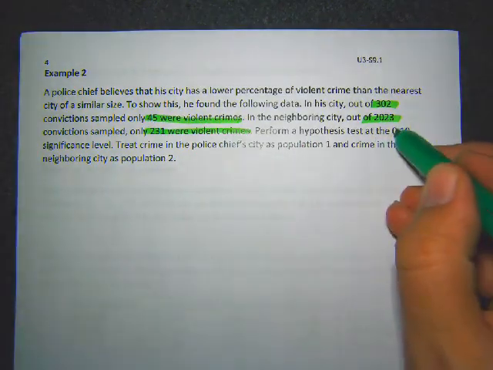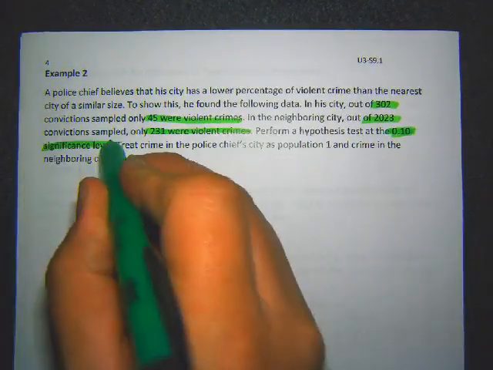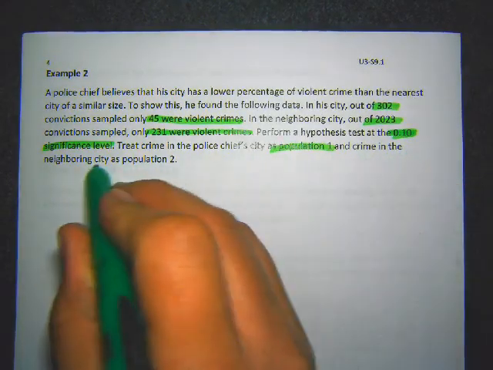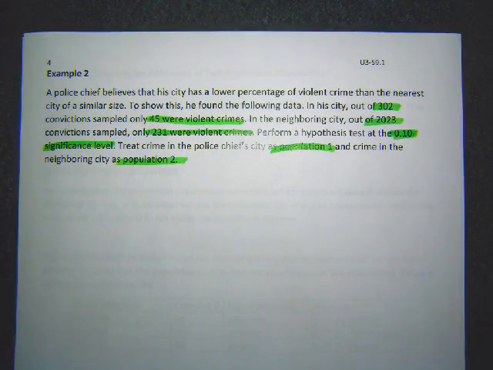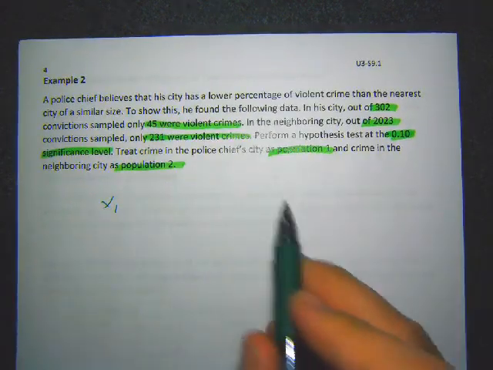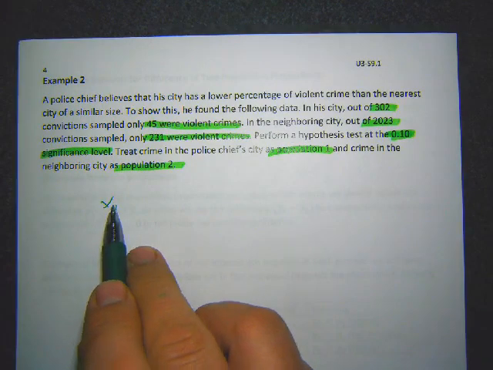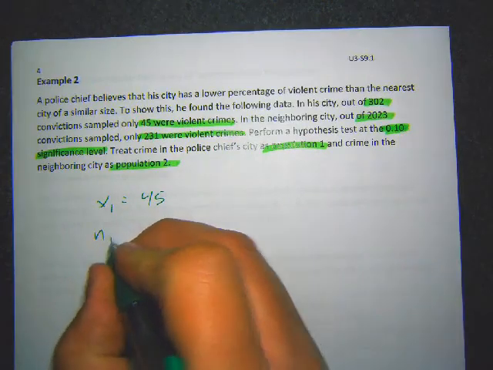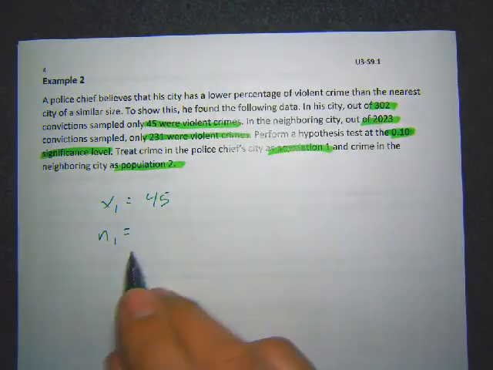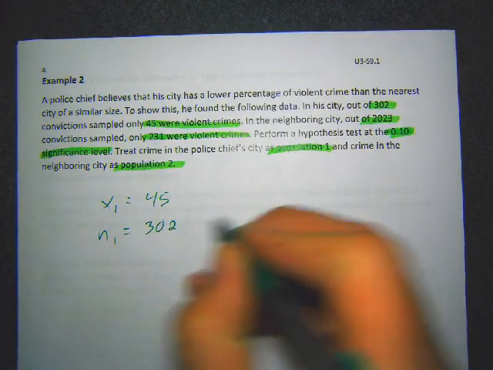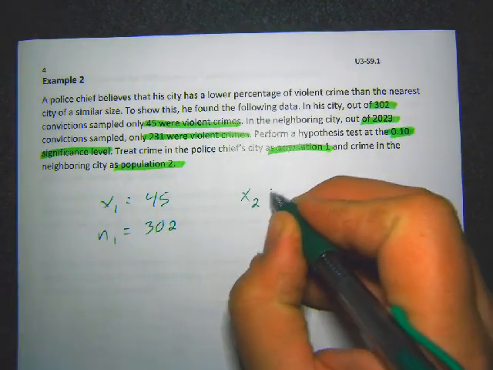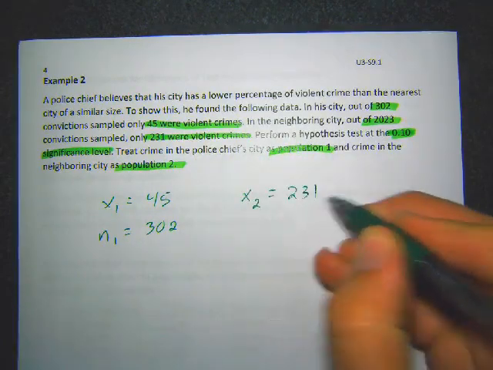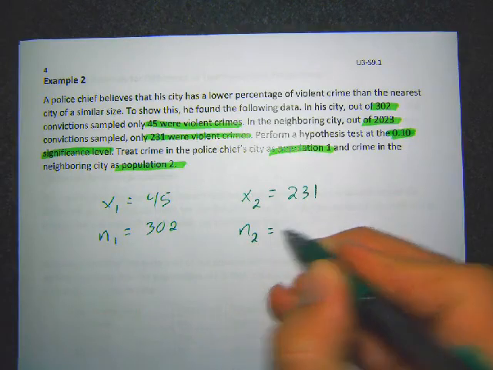We're going to do a hypothesis test at the 0.1 significance level, so that's a 10% significance level. And we're going to treat his city as population 1 and the other city as population 2. So that means that x1, for us in this case, is going to be the number of successes for his city, which would be 45, because we're looking for violent crime as the success. Sounds silly to make violent crime a success, but that's what we're looking for. And the sample size for his city would be 302, because that's how many you sampled in this city. The successes for city 2 were 231. There were 231 violent crimes. Sample size for city 2 was 2023.